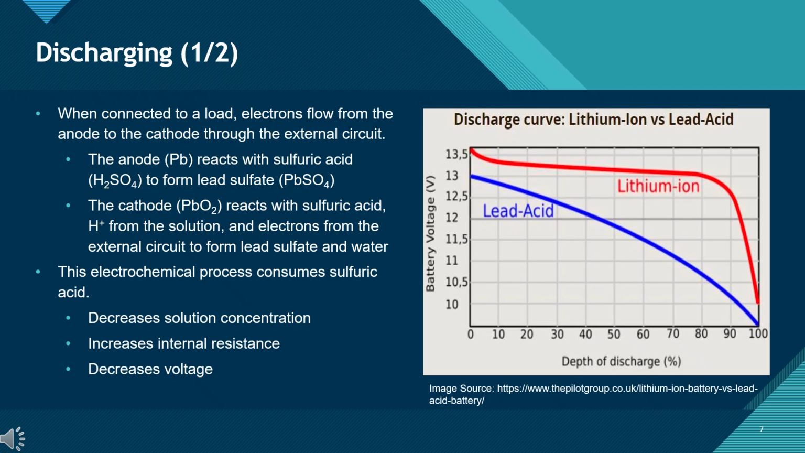Discharging, part 1 of 2. When a lead-acid battery is connected to a load, electrons begin to flow from the anode to the cathode through the external circuit, producing usable electrical energy.